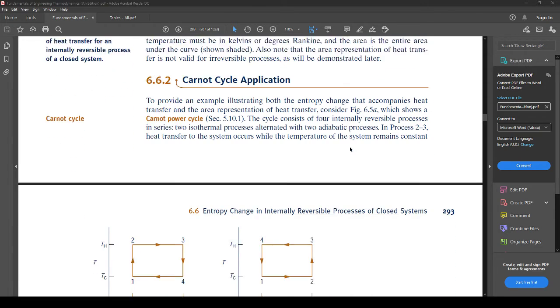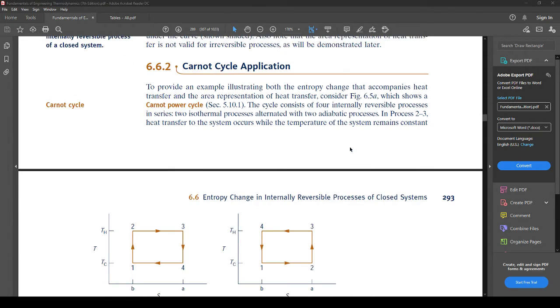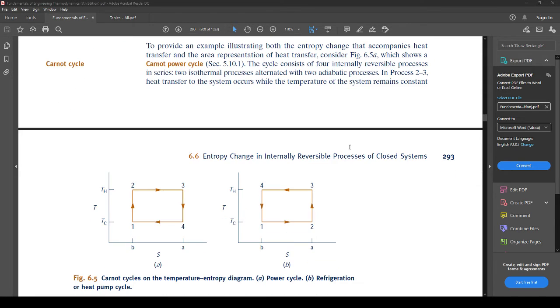So then we have the Carnot cycle application. Now we're back to the Carnot cycle. It says, to provide an example illustrating both the entropy change that accompanies heat transfer and the area representation of the heat transfer, consider figure 6.5a, which shows a Carnot power cycle. The cycle consists of four internally reversible processes in series, two isothermal and two adiabatic. You guys remember this, right? We did talk about this, where the Carnot power cycle is made up of either two isothermal or two adiabatic processes.